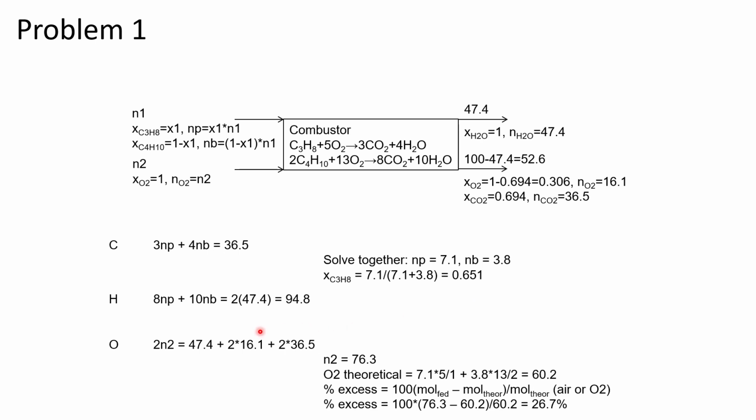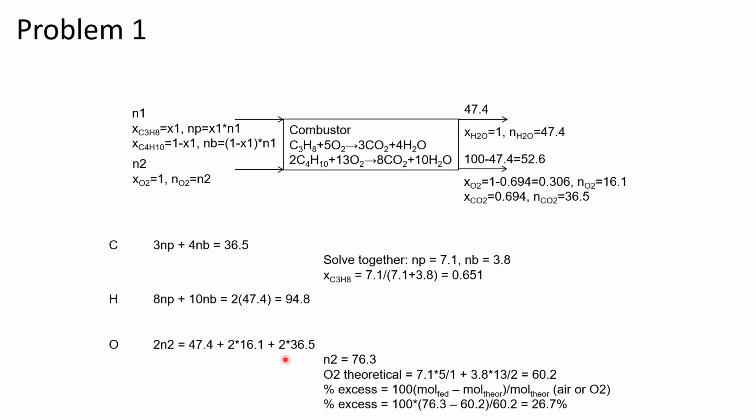Let's move on to the oxygen balance. We're going to set the oxygen flow rate coming in equal to that which comes out. There is no oxygen that comes in the hydrocarbons. The hydrocarbons contain only carbon and hydrogen in this case. Oxygen does come in with the oxygen molecules, the other feed to the combustor. There are 2 oxygen atoms per oxygen molecule, so we'll take 2 times the flow rate of oxygen, which is N2. And set that equal to the oxygen that comes out.